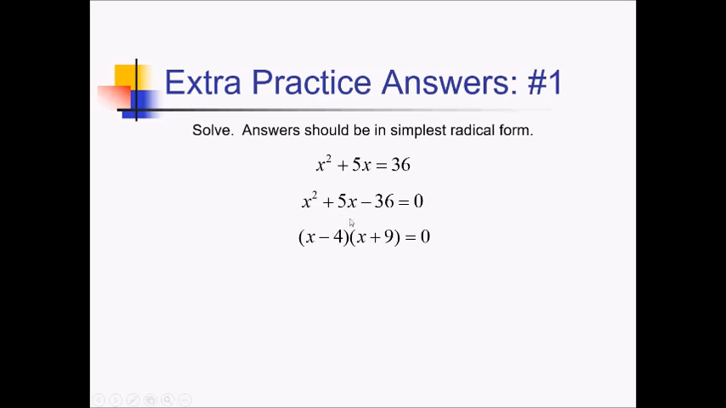And now just setting each of these equal to 0 and solving, I see that 4 zeroes out that first parentheses and solves the equation. And for the second parentheses, that gives us an x value of negative 9.